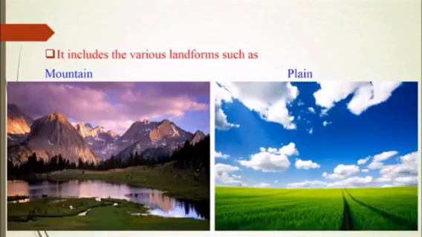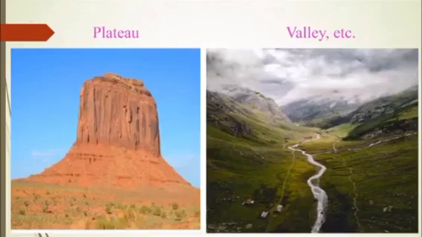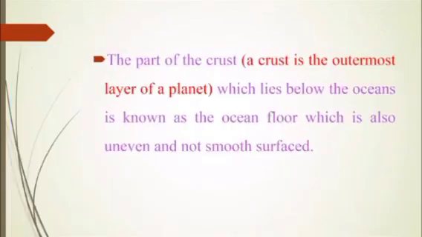It includes the various landforms such as mountain, plain. Here we can see the picture of mountain and plain, plateau, valley, etc. Here we can see the picture of plateau and valley. The part of the crust which lies below the oceans is known as the ocean floor, which is also uneven and not smooth surfaced. Here a crust is the outermost layer of a planet.